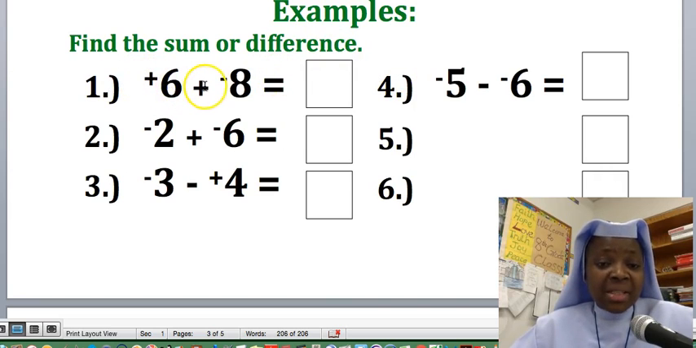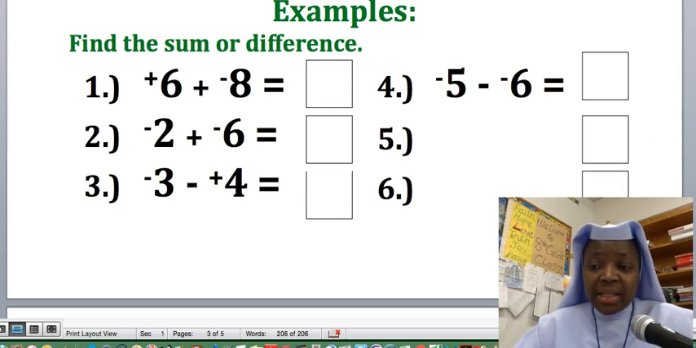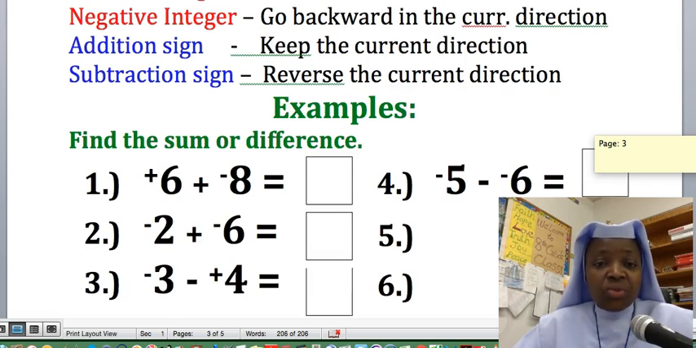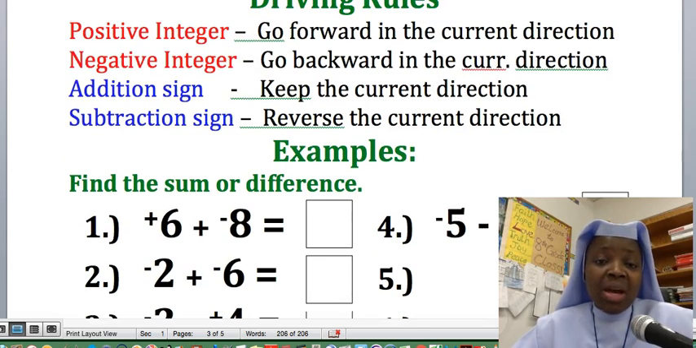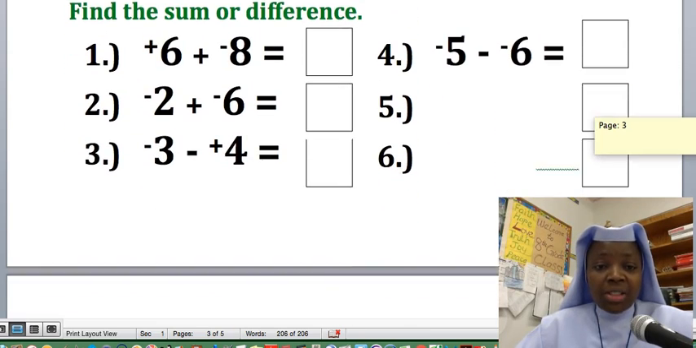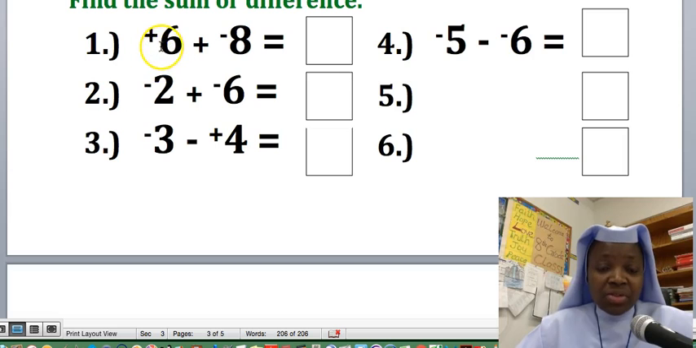So positive 6 plus negative 8, what would that mean? By the way, any movement starts from 0. 0 is when you have not taken any step or when you have not moved at all. So you always start from 0 before you make your movement. So if we start from 0, we're going to go forward 6 units, keep the same direction, then go backward 8 units.